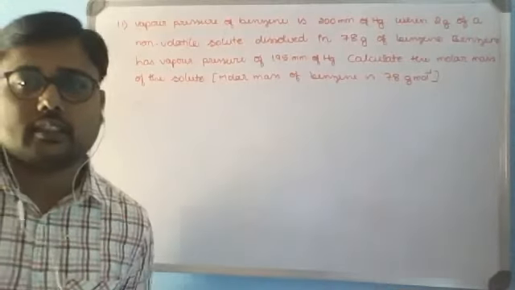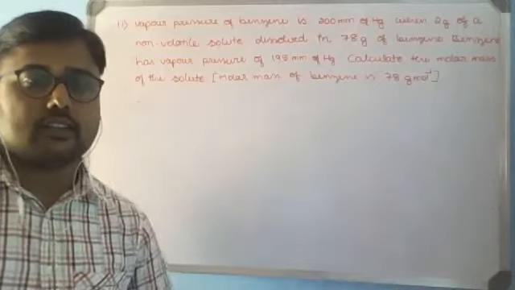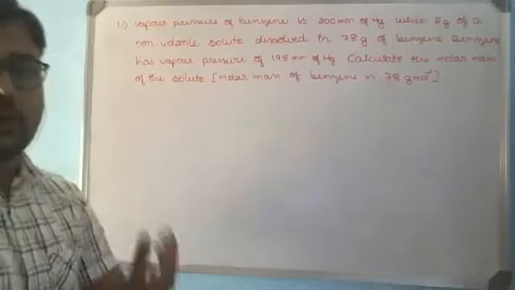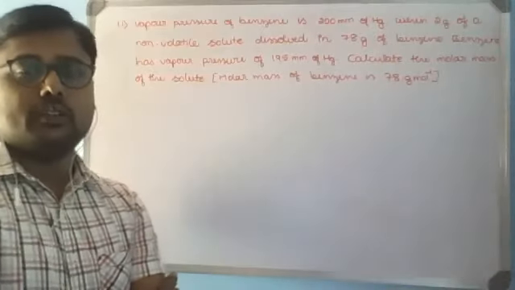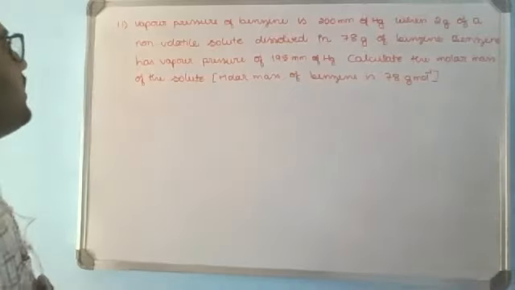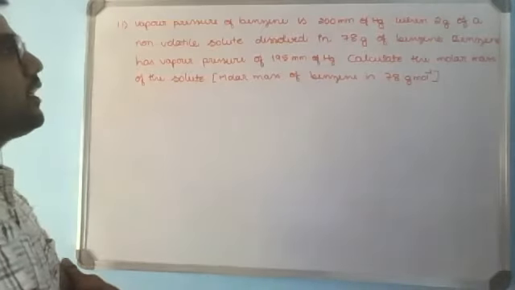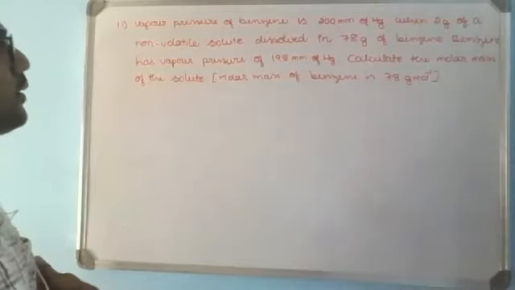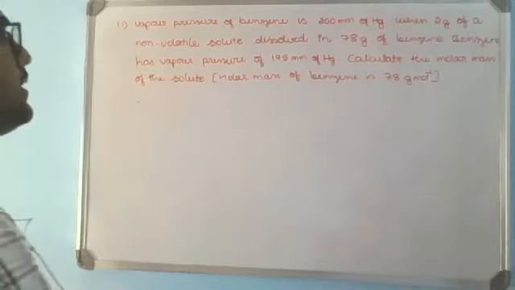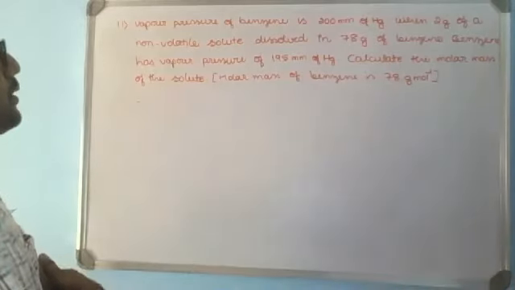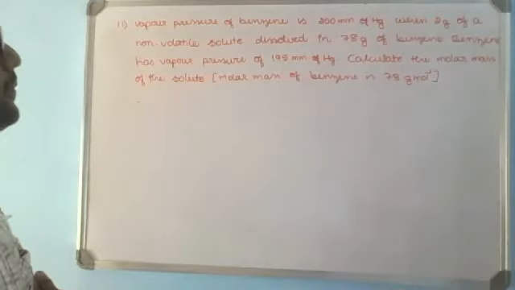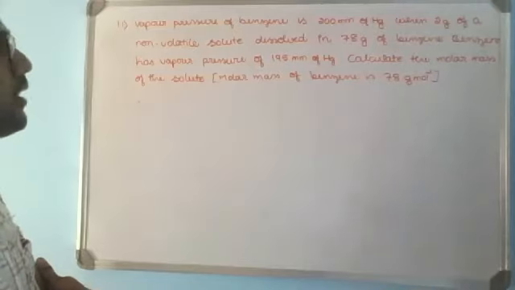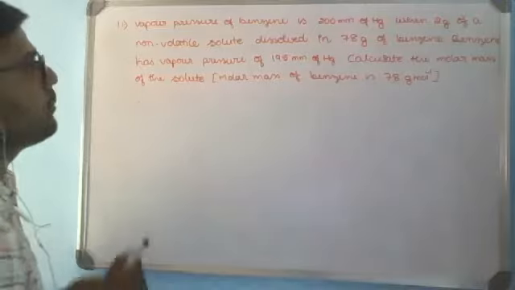This problem was asked in March 2020, the last completed exam. So this is the problem they have asked. Again, the problem is based on relative lowering of vapor pressure. Vapor pressure of benzene is 200 mm of Hg. When 2 grams of a non-volatile solute is dissolved in 78 grams of benzene, the solution has a vapor pressure of 195 mm of Hg. Calculate the molar mass of the solute. Molar mass of benzene is given, which is 78 gram per mole.